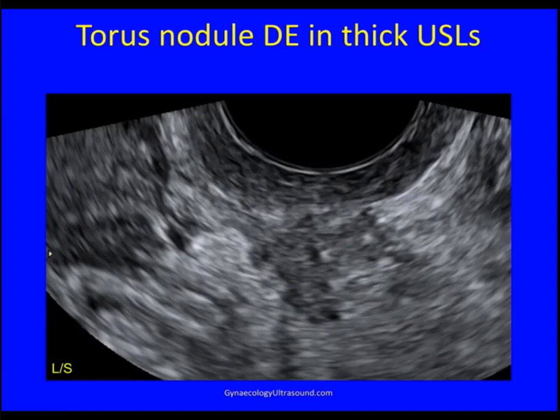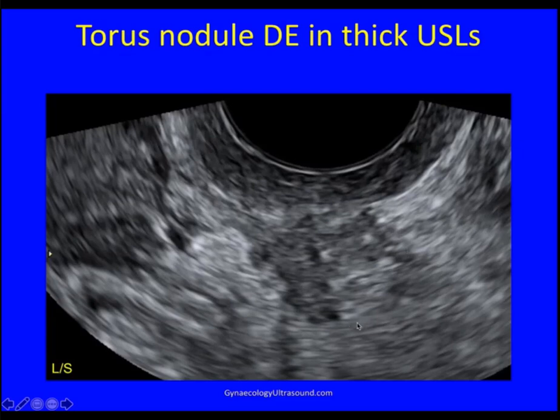This is another example of, I'm in the posterior fornix, the cervix is over there somewhere, so this is the vagina, the dark, and then the white is peritoneum and uterosacral ligaments, and this is a nodule of deep endometriosis with its spiculated edge. It almost looks invasive to me.